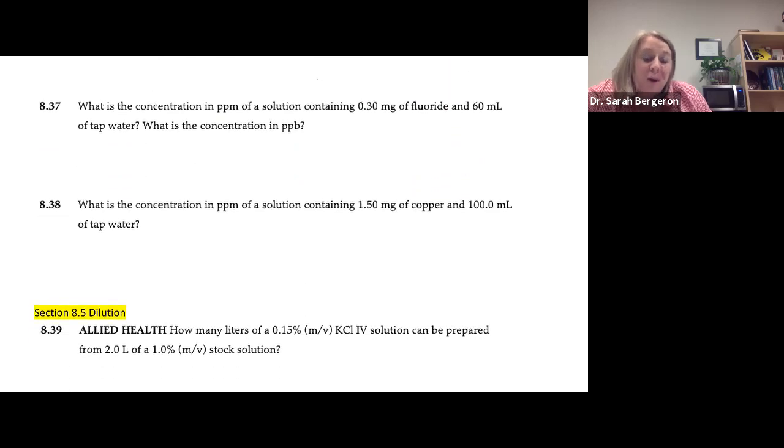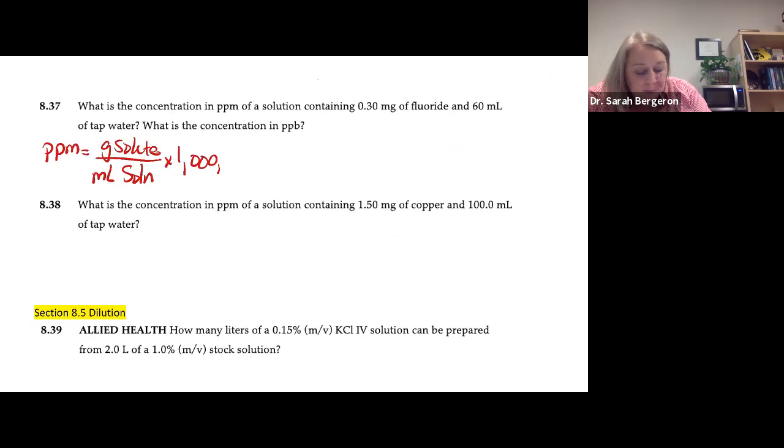8.37, what is the concentration in parts per million? Go look on the sheet. As soon as you see that, go look on the sheet. What is parts per million? PPM is grams of solute over milliliters of solution times, be careful with this, parts per million. Right, that's parts per million, okay? So what do we get? We should get, plug it into our formula, 0.30, am I doing that right? Yeah, 30 milligrams.